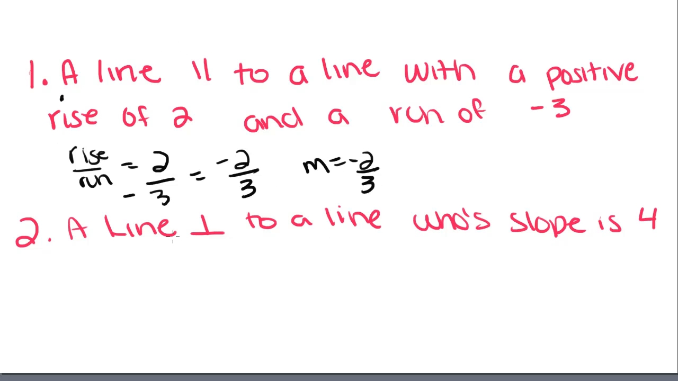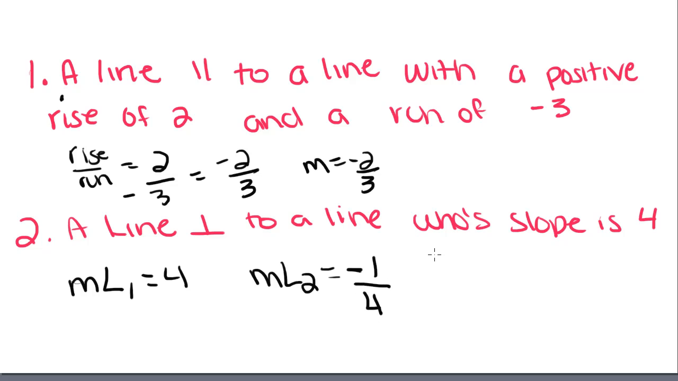So a line perpendicular to a line whose slope is 4. So line 1, the slope of line 1 equals 4. To find the slope of line 2, I'm going to take first the opposite. Since this is positive, I'm going to make it negative, and then I want the reciprocal of it. So the reciprocal of 4 is 1 over 4. So the slope of line 2 would equal negative 1 over 4.